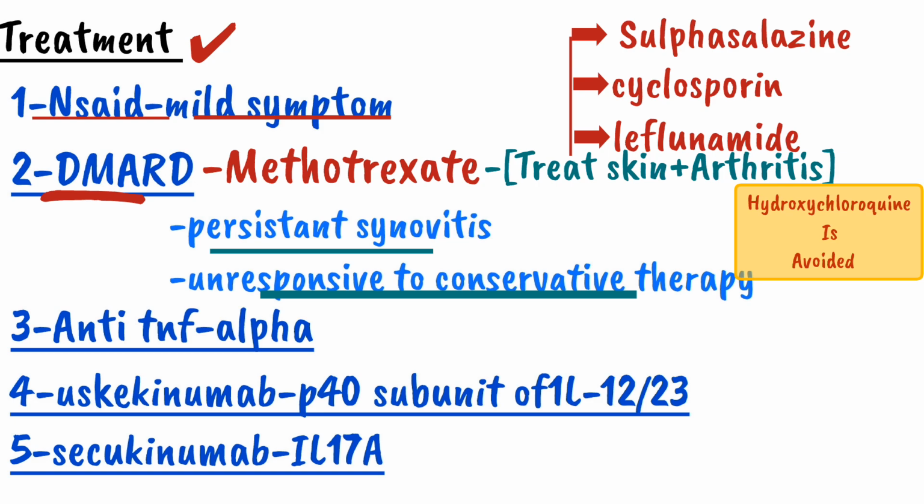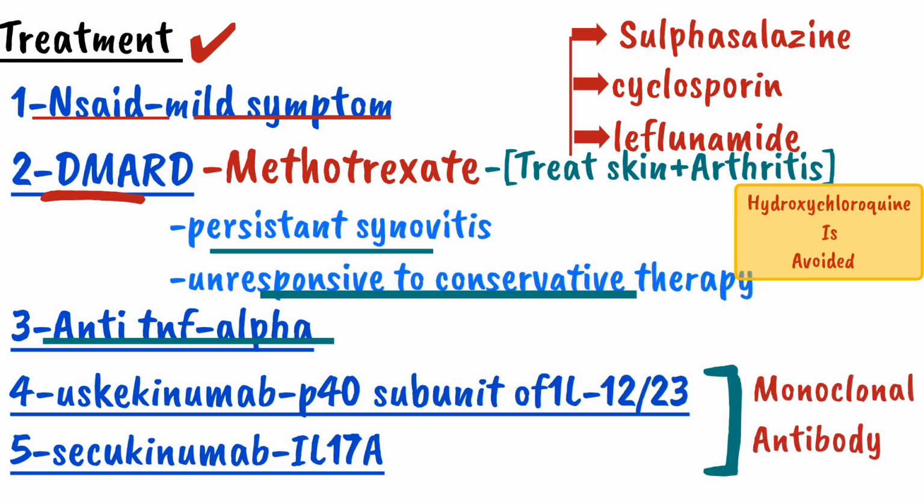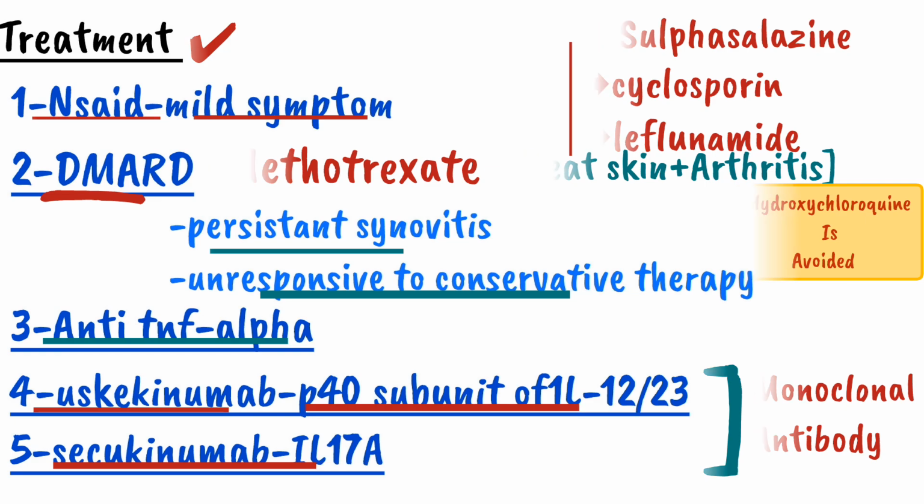If the patient is not responding to the DMARDs, we replace the DMARD with an anti-TNF alpha inhibitor. If the patient is still not responding to anti-TNF alpha inhibitor, we switch to monoclonal antibody therapy. The two monoclonal antibodies used in the treatment of psoriatic arthritis are ustekinumab, which is a p40 subunit inhibitor of interleukin 12 and 23, and secukinumab, which is an inhibitor of interleukin 17 alpha. As I said in the pathogenesis, the interleukin 23 and 17 pathway is involved in the pathogenesis of psoriatic arthritis. So by inhibiting these two interleukins, we inhibit the disease progression of psoriatic arthritis.